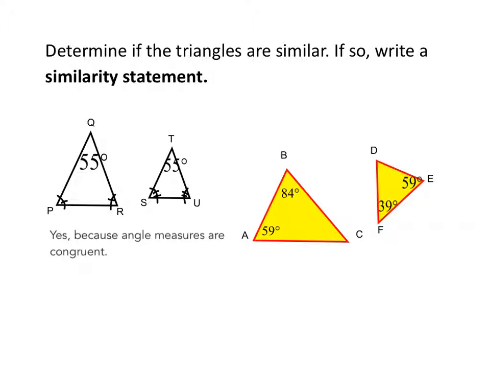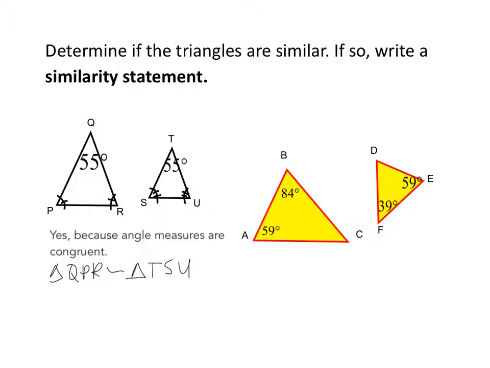Then, to write our similarity statement, we would say triangle QPR, so we'd line up the angles, QPR is similar to triangle. Now we have to line up these angles with the current triangle. So Q measures up with angle T, because they're both 55 degrees, so triangle TSU. I could also say on the reverse, triangle QRP is similar to triangle TUS, so I just have to make sure that I line up the angles with the corresponding triangles.